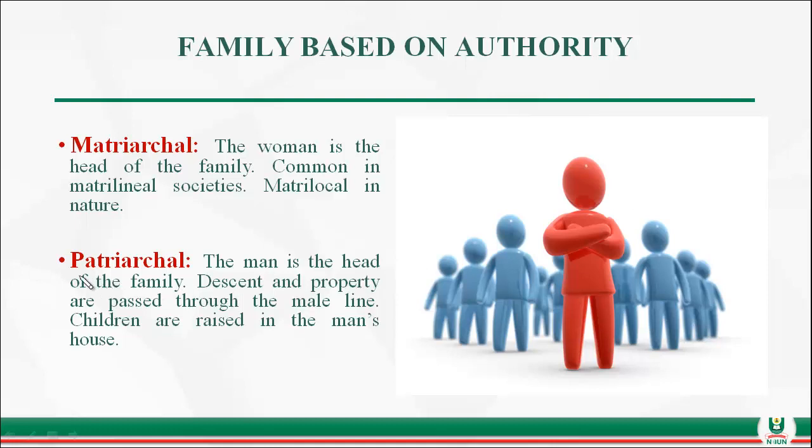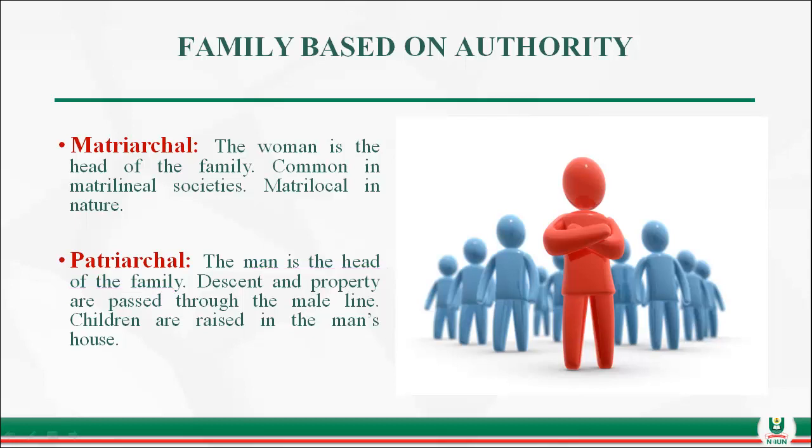Then the patriarchal type of family based on authority is the one that is really common, where the man is the head of the family. Descent and property are passed through the male line. That's ancestral tracing. Properties are all distributed through the male line, not female this time around. That's why I said it is the direct opposite of the matriarchal type of family.